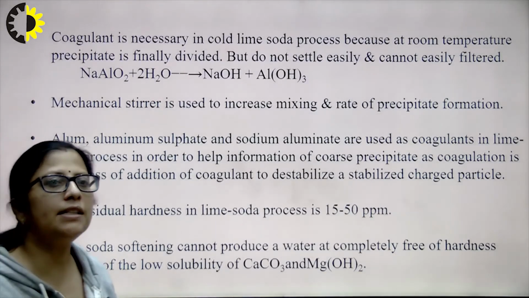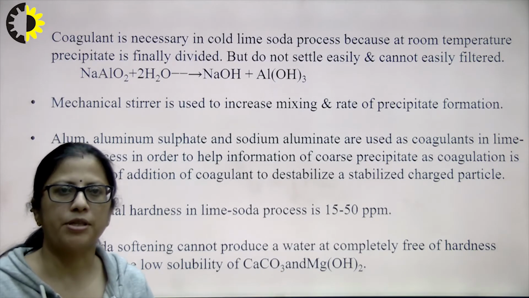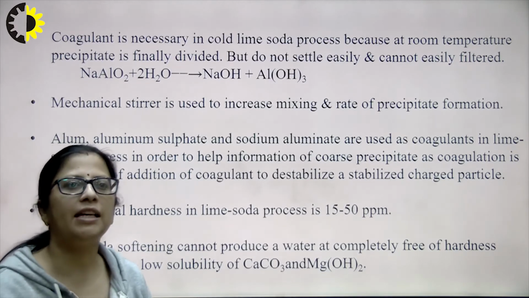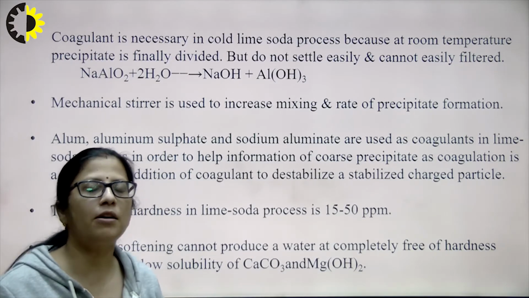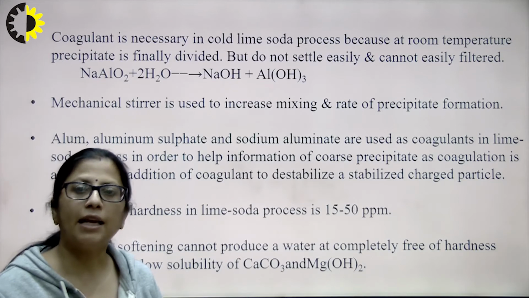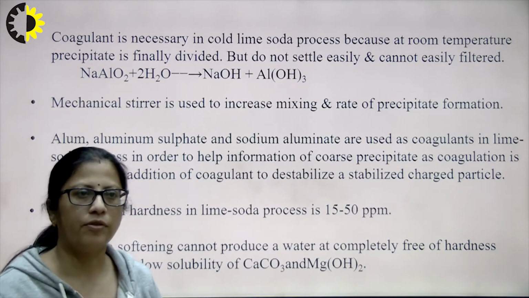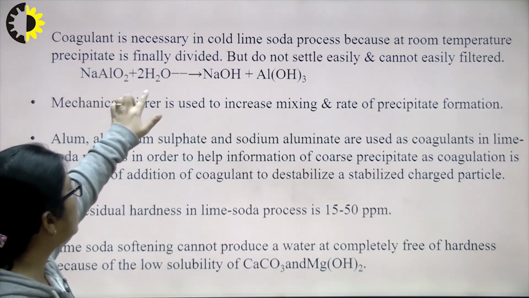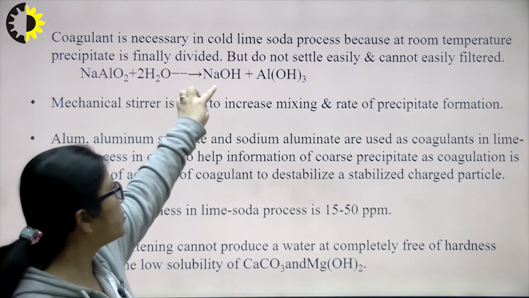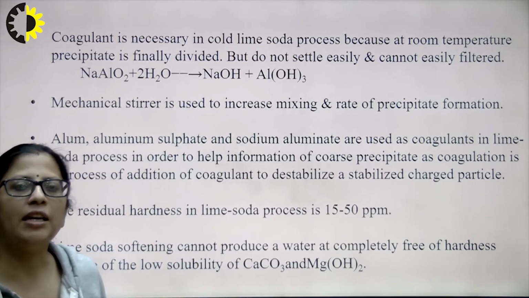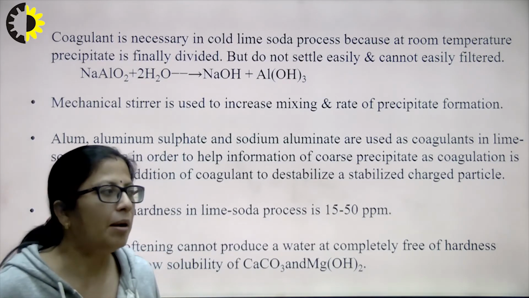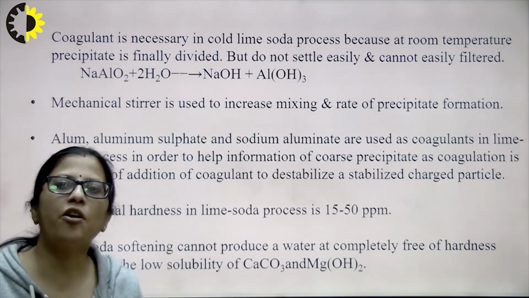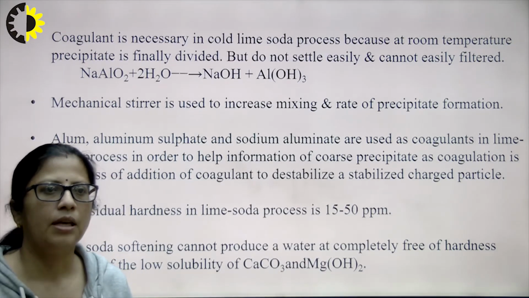So coagulant is necessary in the cold lime soda process because at room temperature the precipitate is finely divided. Therefore, it does not settle down easily and cannot easily be filtered off. Therefore, one coagulant, sodium aluminate, is added. It mixes with water to produce NaOH and a precipitate of aluminium hydroxide. And a mechanical stirrer is used to increase mixing and the rate of precipitate formation.